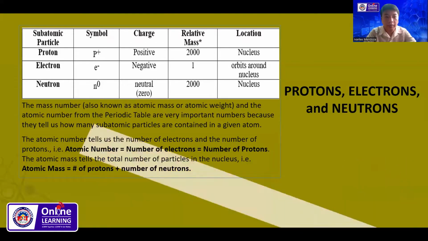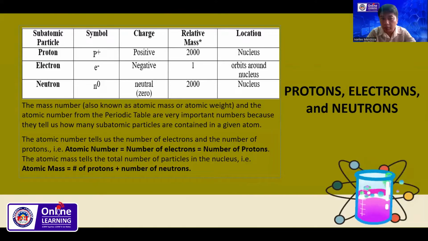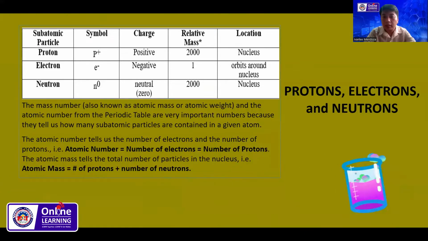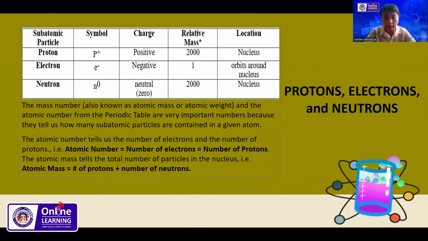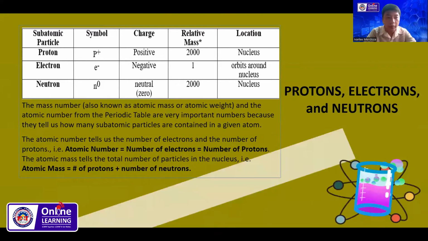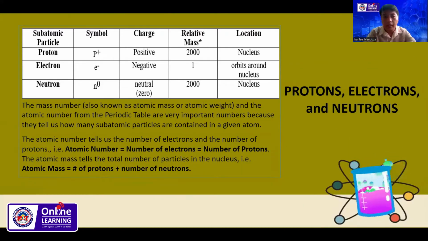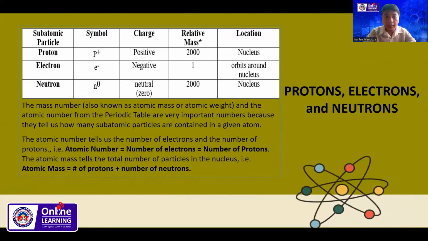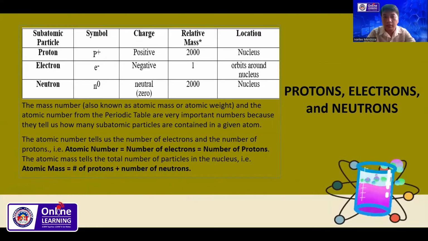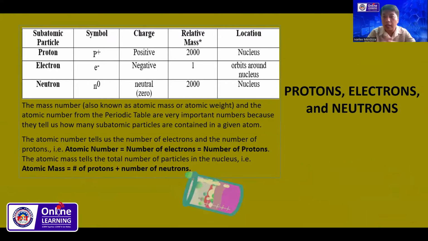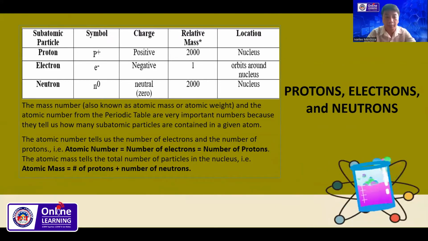For electrons, we have E negative, the charge is negative, the relative mass is 1, and the location of the electron is in orbit around the nucleus, or simply, electrons are found in the shell. Then the last one, we have neutrons, N0, the charge is neutral, the relative mass is 2000, and the location is at the nucleus of the atom.